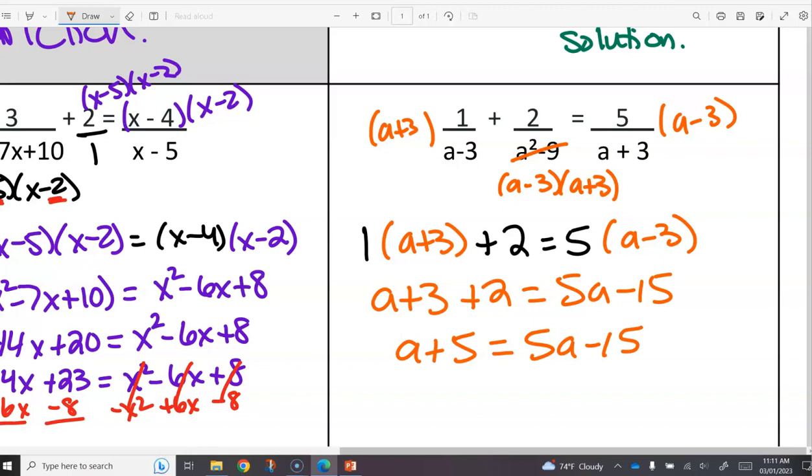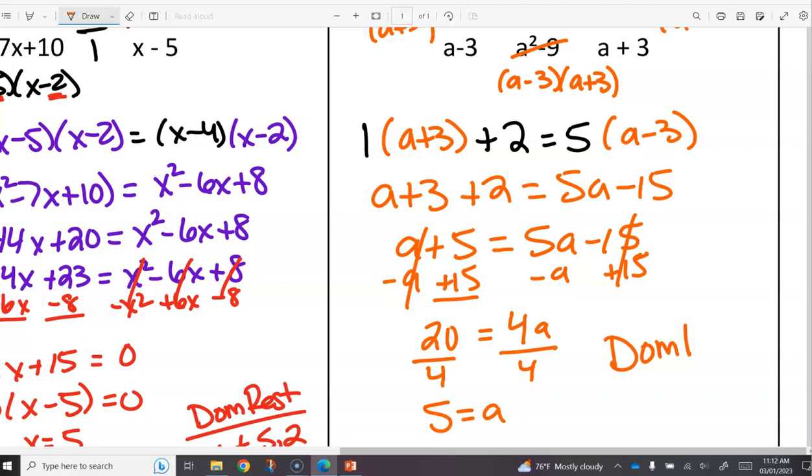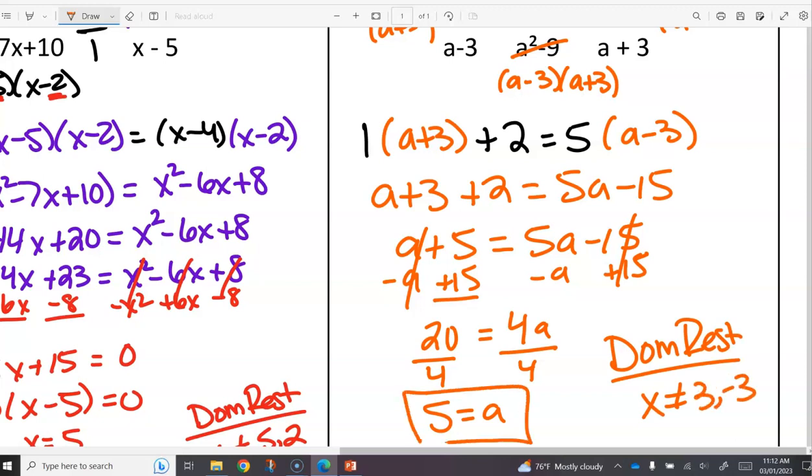Doesn't really matter where you move what. I'm going to subtract a over here. And I'm going to add 15 to this side. So I have 20 now equals 4a. So I have a is equal to 5. Let's make sure that that's allowed to happen. Domain restrictions. Looking at my denominators, I could not be a positive or a negative 3, which is not 5, so 5 is good.